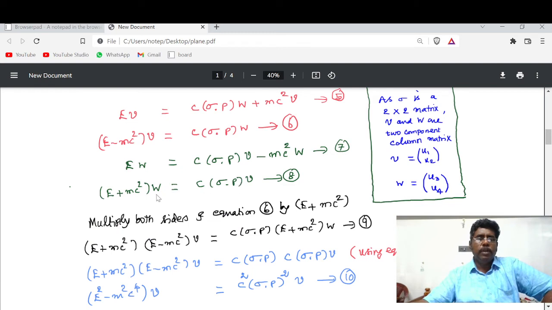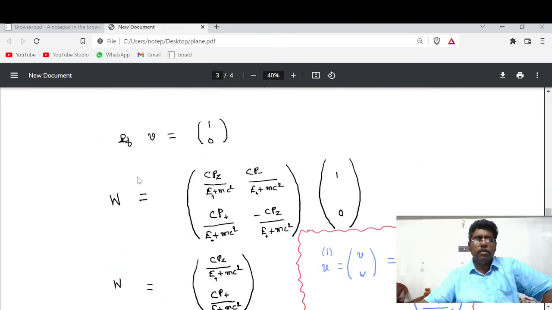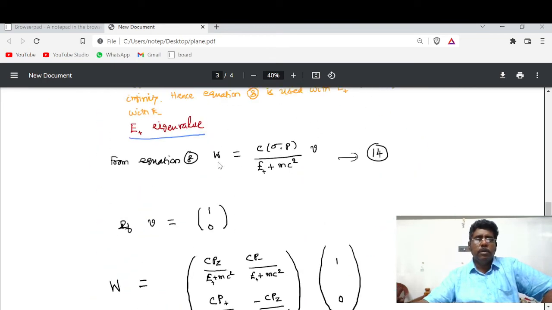From equation 8, W equals C into sigma dot P V, whole divided by E plus mc square. Here this E should be replaced by the positive energy, E suffix plus. This is the value of W. Here we may get 2 solutions by considering V as (1, 0) and (0, 1). (1, 0) is the spin up state, (0, 1) is the spin down state.